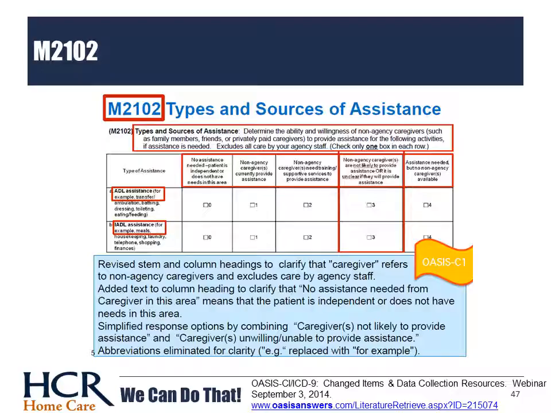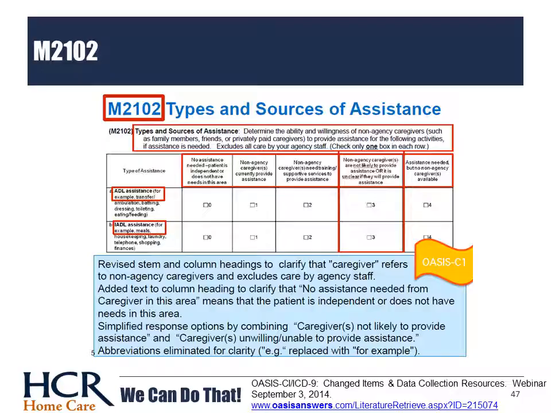And just to make this even more clear, they commented that this excludes all care by your agency staff. And you can only choose one box for each row. So looking at ADL assistance, you can see that the "e.g." term was removed and now it says, for example, transfer, ambulation, bathing, dressing, toileting, eating, and feeding.